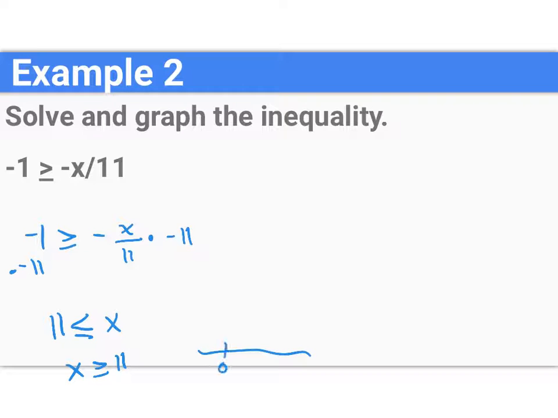And this is how we graph: 0, 11. We include the number and everything greater than. The solution set is every number greater than or equal to 11.